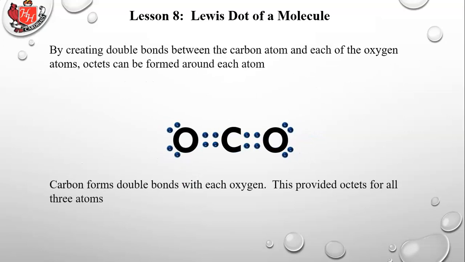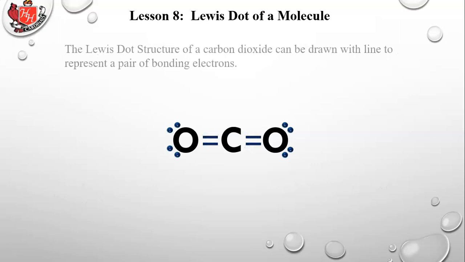By creating double bonds between the carbon atom and each of the oxygen atoms, octets can be formed around each atom. Carbon forms double bonds with each oxygen. This provides octets for all 3 atoms. So just convince yourself that each of those atoms has its own octet, and you count the bonding electrons for both atoms that are being bonded to it. The Lewis dot structure of carbon dioxide can be drawn with lines to represent a pair of bonding electrons.